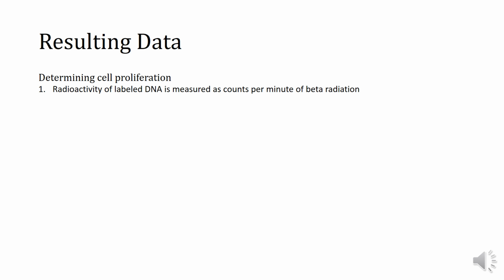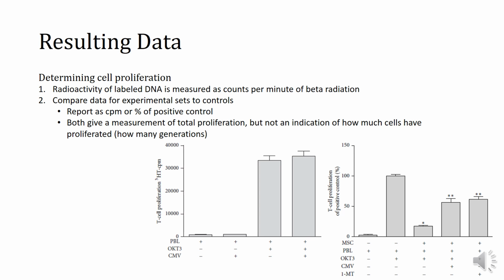Data from thymidine incorporation is taken using a scintillation beta counter, which measures radioactivity of labeled DNA as counts per minute of beta radiation. You can compare this data to your controls and report either as raw counts per minute, or as a percentage of the positive control. Both give a measure of total proliferation, but do not indicate how many times the cells have divided, so you don't know how many generations there have been. On the left, this figure is raw counts, and on the right, that figure is as a percentage of the positive control.